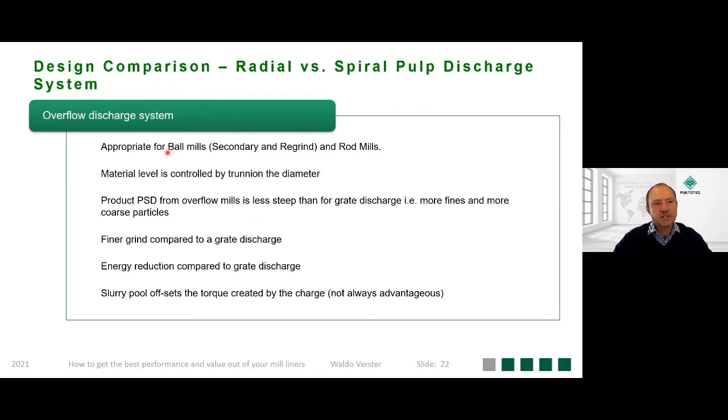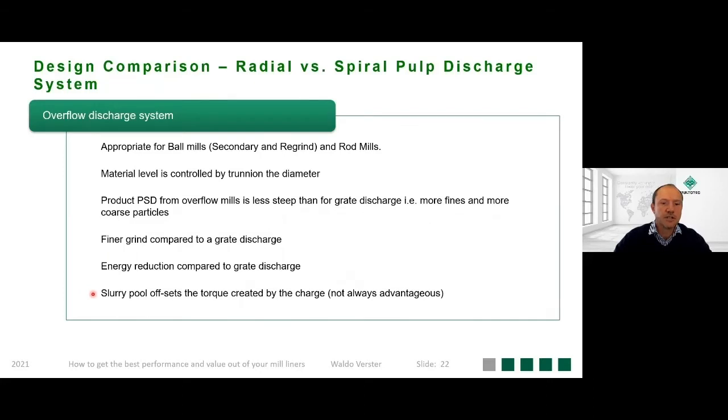On the overflow discharge system, it's appropriate for ball mills and rod mills, mostly secondary and regrind ball mills. The material level is controlled by the discharge trunnion diameter, so it's basically controlled by the mill geometric properties. The product particle size distribution in an overflow mill is less steep compared to a grate discharge. We expect a finer grind in an overflow system compared to a grate discharge. And then, as pointed out with the power calculation, there's a slight reduction in power draw for an overflow system.